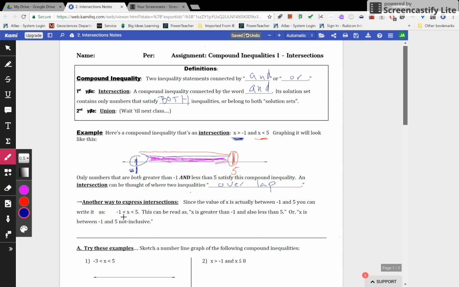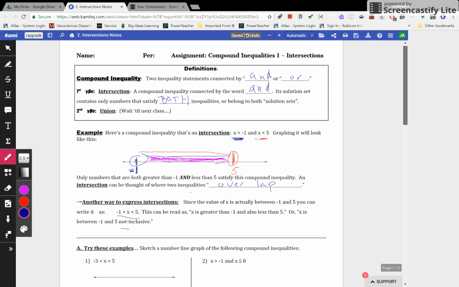Another way to express intersections, since the value of x is actually between -1 and 5, you can write it as a compound inequality. That's actually another way to write it. You read that as -1 is less than x is less than 5. This can be read as x is greater than -1 and also less than 5. So that would be a different way of saying it. Or x is between -1 and 5.